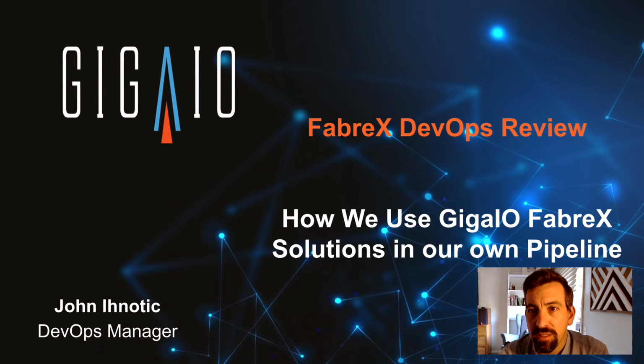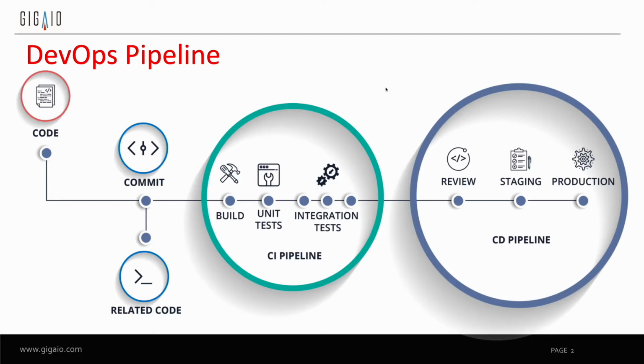Today, I want to give you a look inside of our CI/CD pipeline and show some examples about how we use the features of GigaIO FabreX to optimize our process. Now, in this slide, we have just a generic DevOps CI/CD pipeline. I've kept it generic just because it's going to be different for whatever your particular company's applications are.